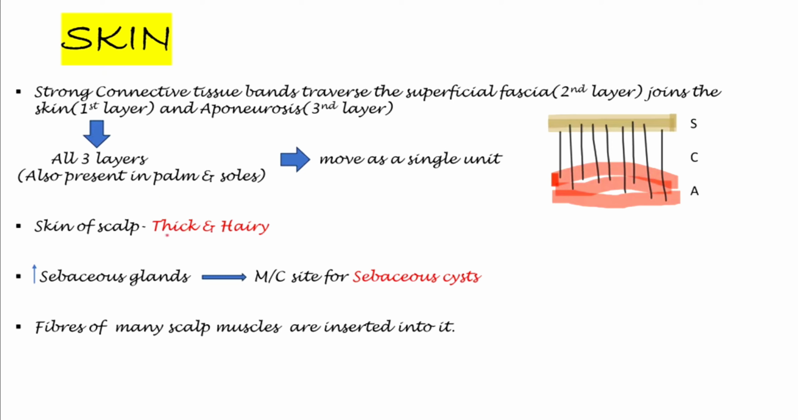The next point is the skin of the scalp is thick and hairy. It also contains more number of sebaceous glands. You must have heard this: your scalp is the most common site for sebaceous cysts. Fibers of many scalp muscles are inserted into it.